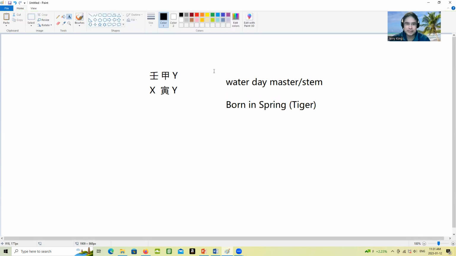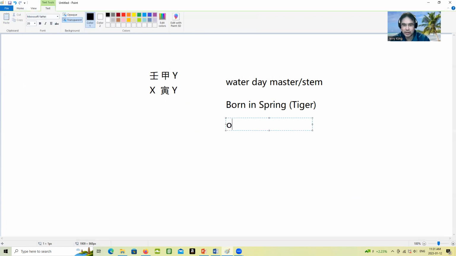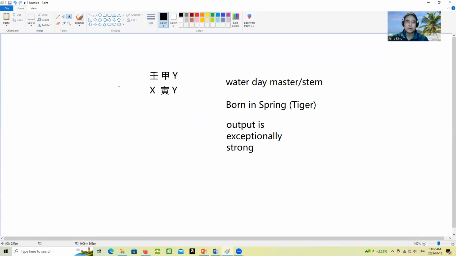So from this example here, we can see the wood is reducing the water, right? So the possibility of, we can say that the output is strong. So the output is exceptionally strong. That's a good way of saying it. So basically this water is feeding into this big tree. So right here, we can say that there's a high possibility of the water following the flow of wood, right?